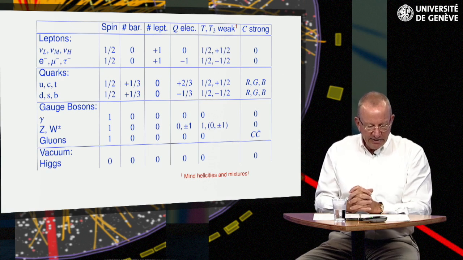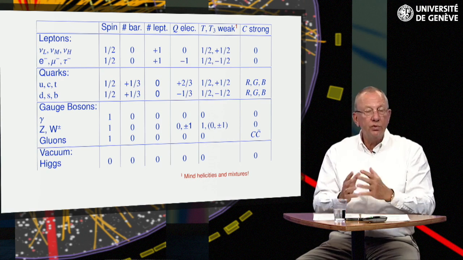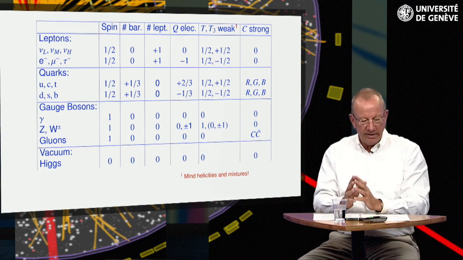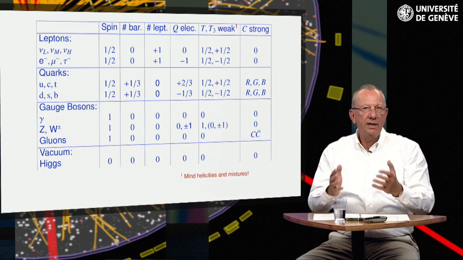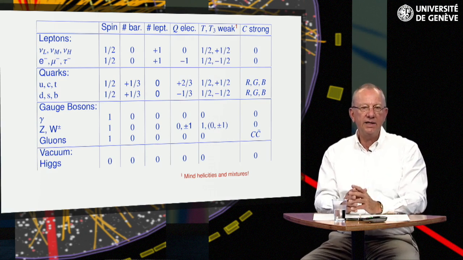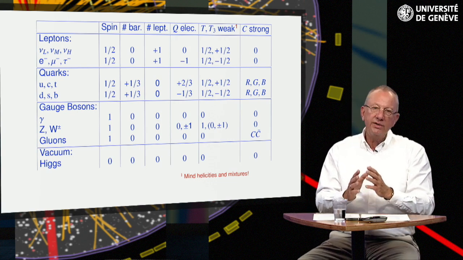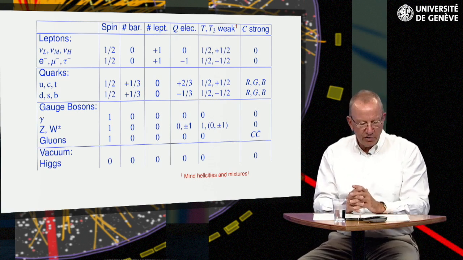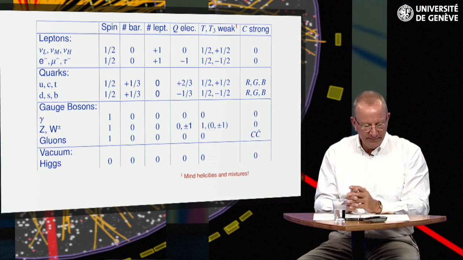The weak charge is called weak isospin, and it has 2 components in contrast to the electromagnetic charge, which has only 1 component. We denote them by T and T3, the total length of the weak isospin and its 3rd component. This charge depends on the orientation of the spin of the particle with respect to its direction of motion, which means it depends on the helicity of the particle.